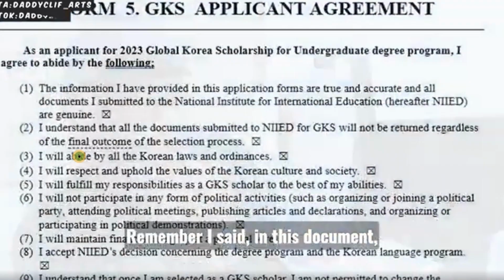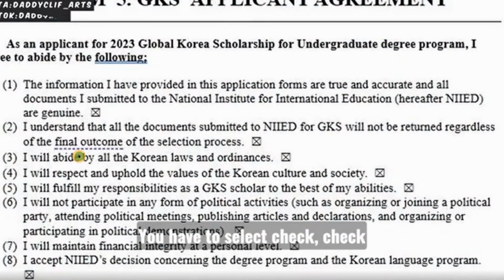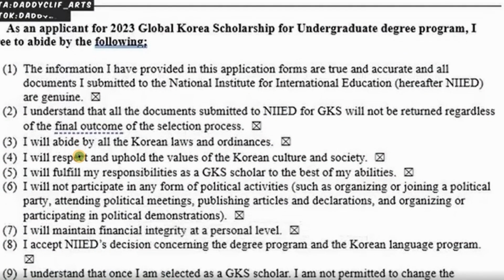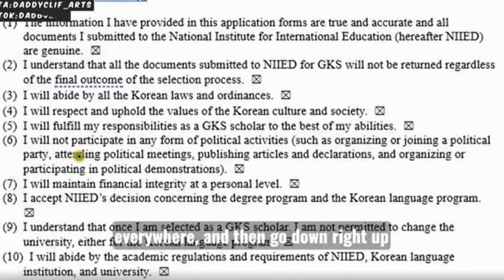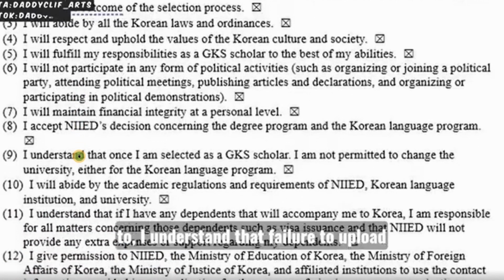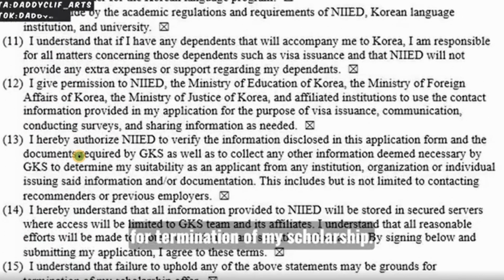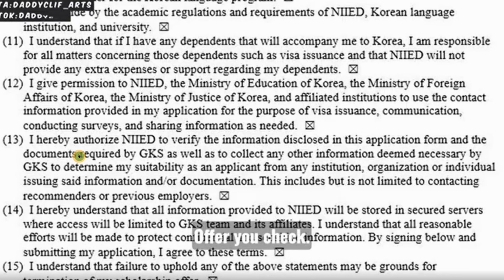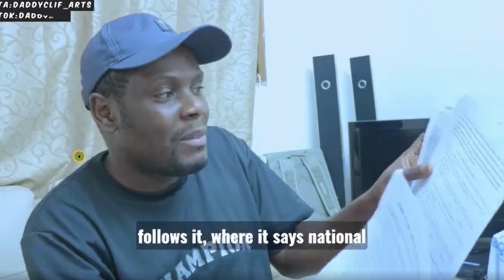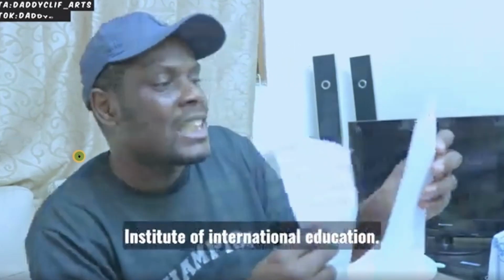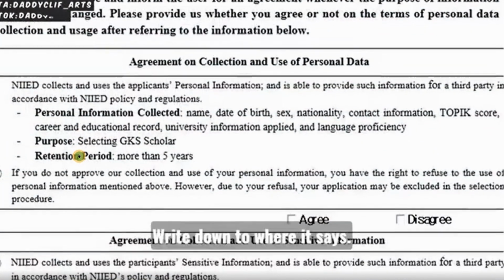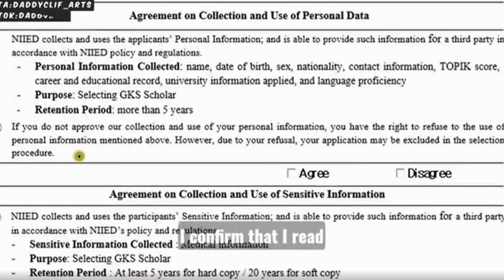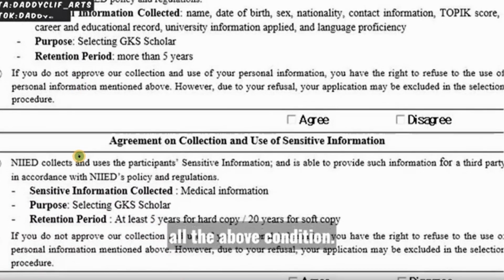Remember, I said in this document you must agree everywhere. You have to select check everywhere and then go down right up to I understand that failure to upload any of the above statement may be grounds for termination of my scholarship offer. You check. You have to agree to everything. The next form is the form that follows it, where it says National Institute of International Education. Right down to where it says I confirm that I read all the above condition.